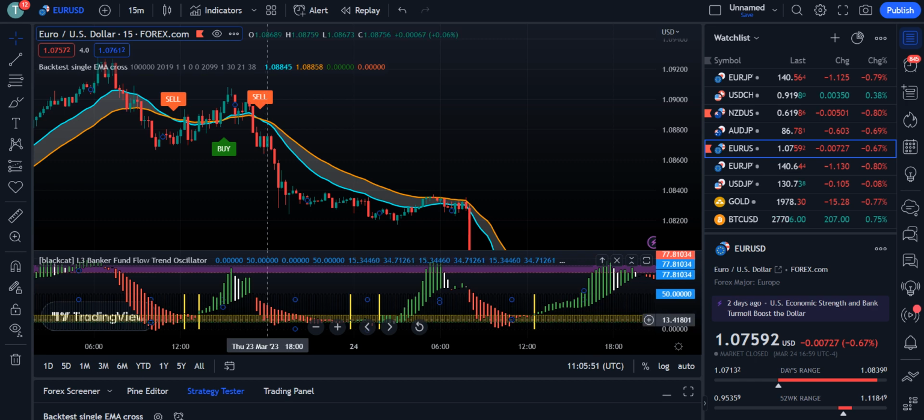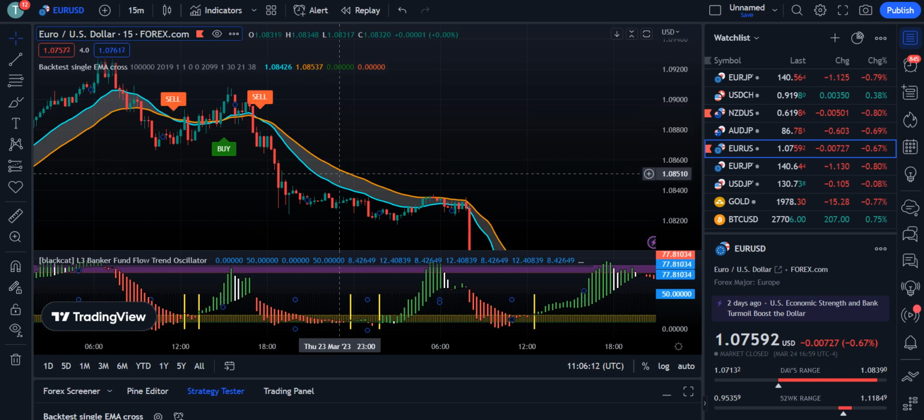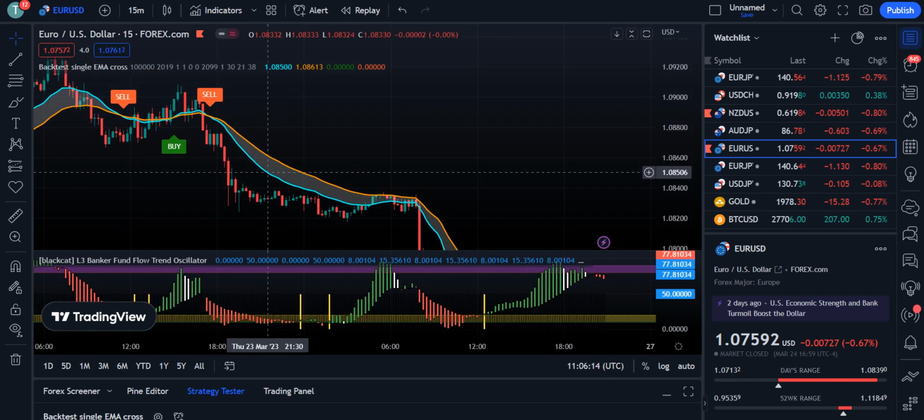Okay, afterwards we have to enter into the position for the sell trade, but first we have to look that our market has to move below this 20 level of this Banker Fund Flow Trend Oscillator, and when our market moves below this level, then we have to see that our market candles should be in the right color. If all the conditions are fulfilled, we have to take the entry for the sell position and for the bearish signal. Okay, this is all about the sell position.